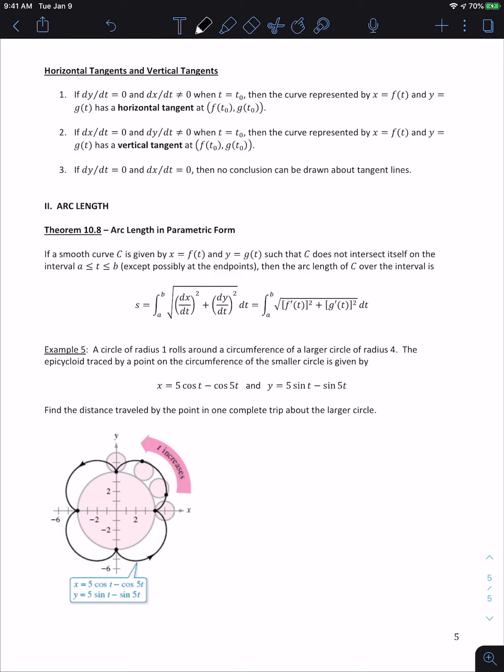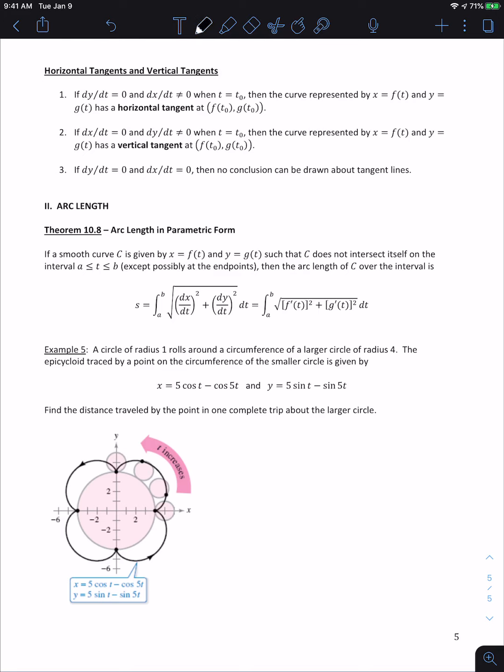A circle of radius 1 rolls around the circumference of a larger circle of radius 4, right? So think about this as my larger circle of radius 4, and think about having a quarter. Say I have a quarter right there, and I put a dot on that quarter, and then I roll that quarter all the way along this whole circle. As I roll the quarter, that dot keeps moving all the way around, as I move it along the edge of that big circle. So that's the idea here.